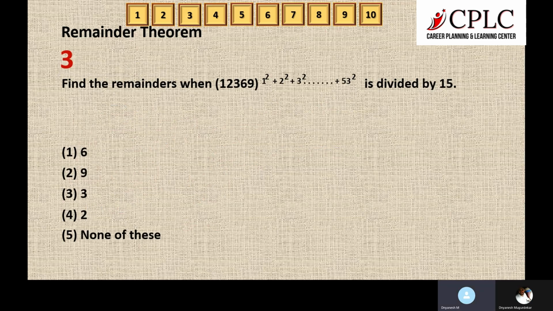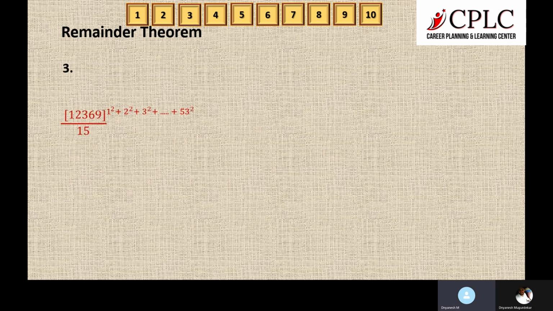Third one, similar background. Get rid of the scary power first, which is m. So the question becomes 12369, the whole raised to m, divided by 15. What is the remainder? Same funda again. Numerator is bigger than the denominator. Divide the numerator by denominator. Replace the number by remainder. So when you divide 12369 by 15, you get the remainder as 9. So your question becomes 9 raised to m divided by 15.